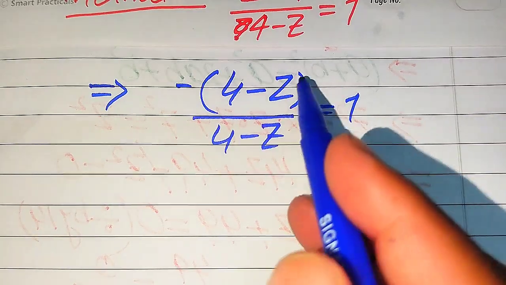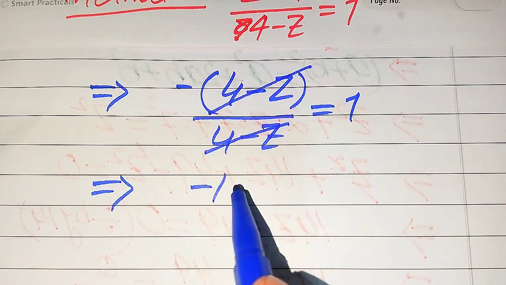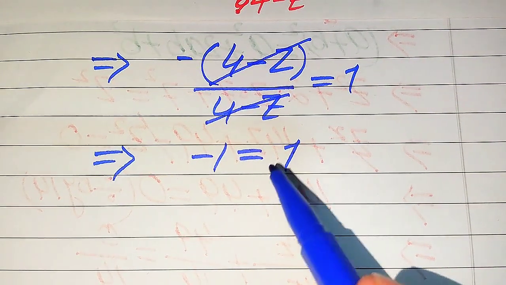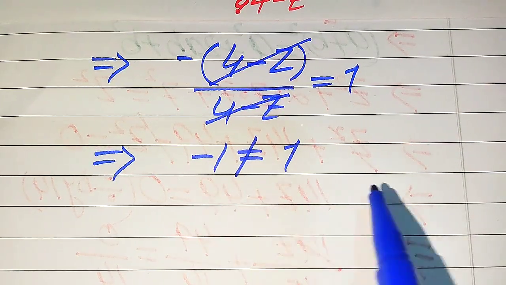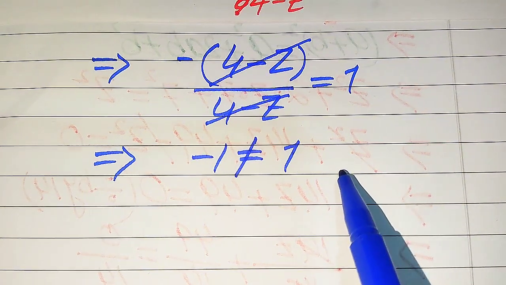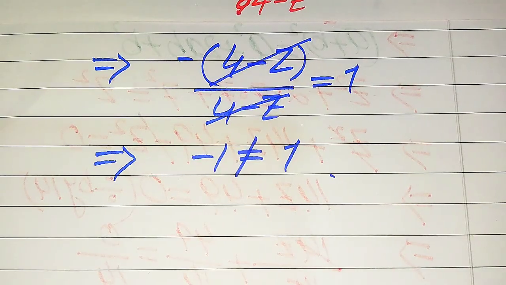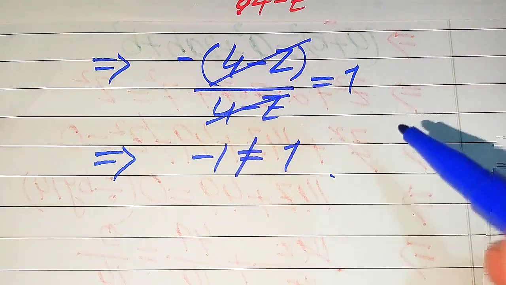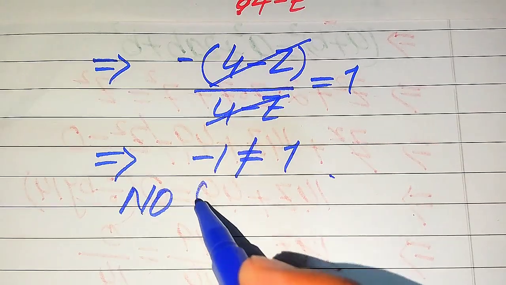And in the next step, you see here this value is cancelled out by this value, and we get minus 1 is equal to plus 1. So this shows that minus 1 is not equal to plus 1 in general. If these two values are not equal in general, this means that the value z is equal to 4 does not satisfy our given question statement. Or in other words, we cannot find any value of z from here. If we cannot get any value of z, our final conclusion is that this question has no solution in general.